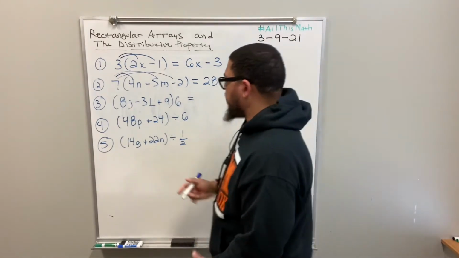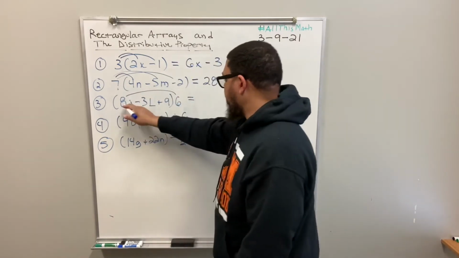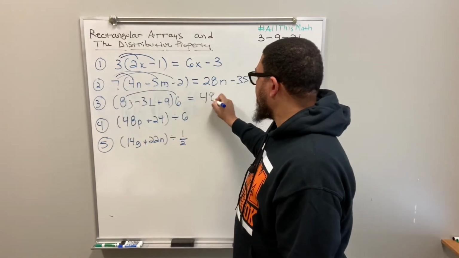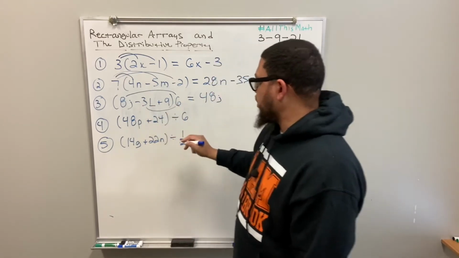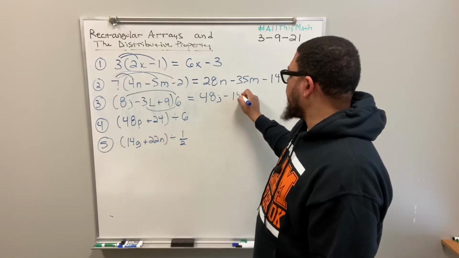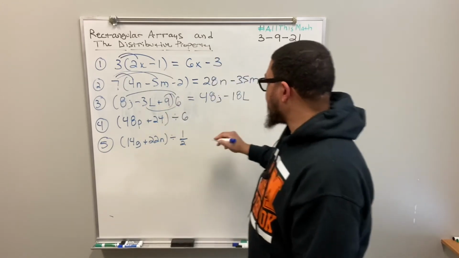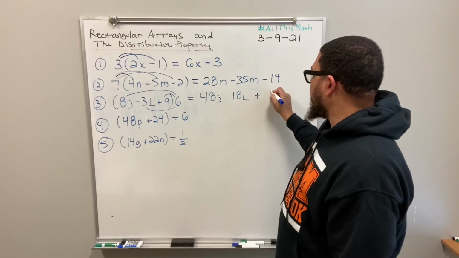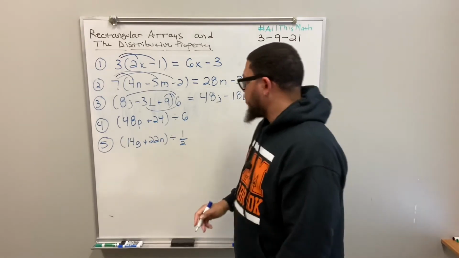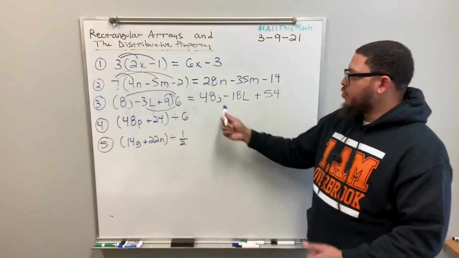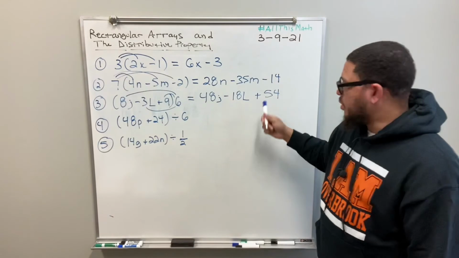I'm still going to multiply the 6 by the 8j, right? Which is going to give me 48j. I'm still going to multiply this -3l by 6, which is going to give me -18l. I'm still going to multiply this 9 by the 6, which is going to give me 54, right? That's the final answer for that one. 48j minus 18l plus 54, okay?